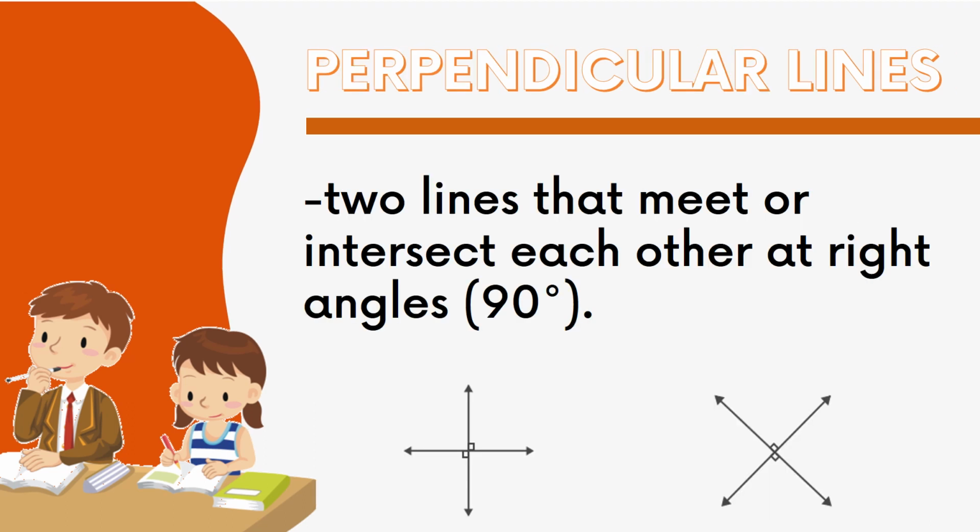Let us proceed with perpendicular lines. Perpendicular lines are two lines that meet or intersect each other at right angles. Let us look at our examples below. As you can see, there is a little square, or what we call square corner. The square on the screen right now is the proper symbol for a right angle. So if you ever see it drawn next to a pair of lines like you see now, you'll know that those lines are at a right angle to one another.